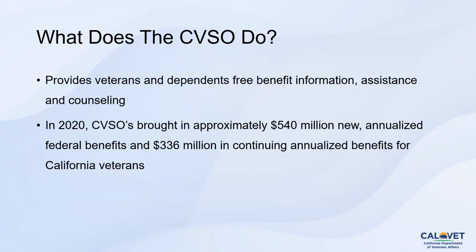All right, so what do the CVSOs do? We provide veterans and their dependents free benefits information, assistance, and counseling. In 2020, CVSOs brought approximately 540 million new annualized federal dollars and 336 million in continuing annualized benefits for California veterans. We draw down a tremendous amount of federal resources for veterans. We're the gateway to helping veterans understand what kind of programs they'd be eligible for, how to apply for those, and then actually helping you apply for those different programs.